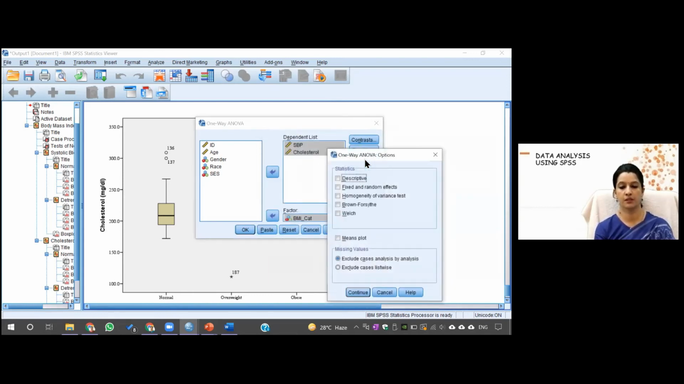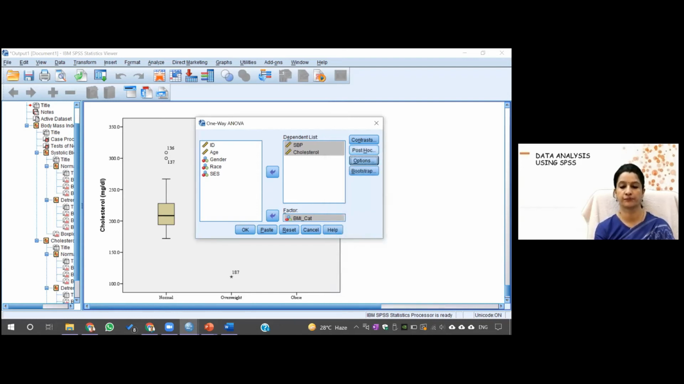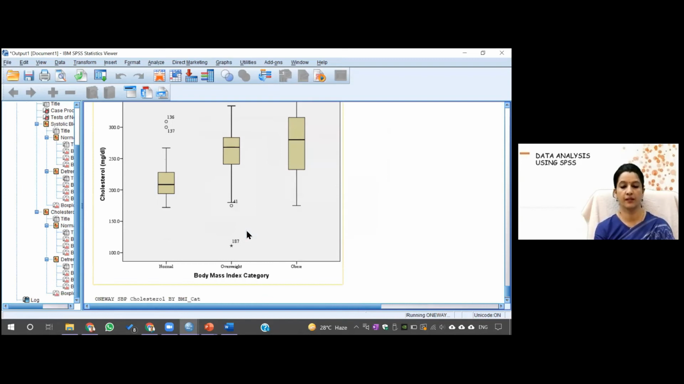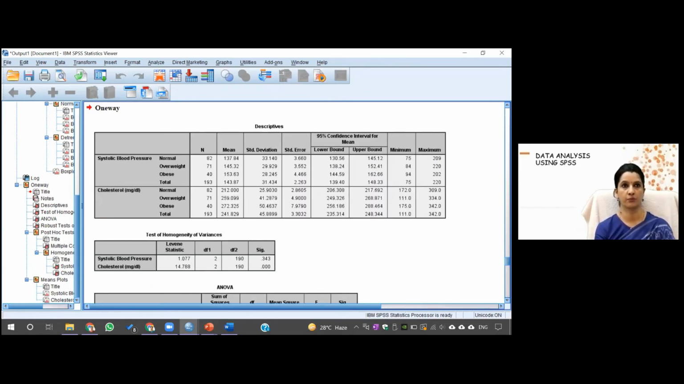In the options, I want descriptives, because I want the mean value of all the three groups. I want the homogeneity of variance, and I want the Welch. So tick alternate ones: the first, leave the second and third, then leave the fourth, and then the fifth. The mean plot is up to you. You can click it and then press Continue. So you only have to use Post Hoc and Options, and then press OK, and then you get this output.